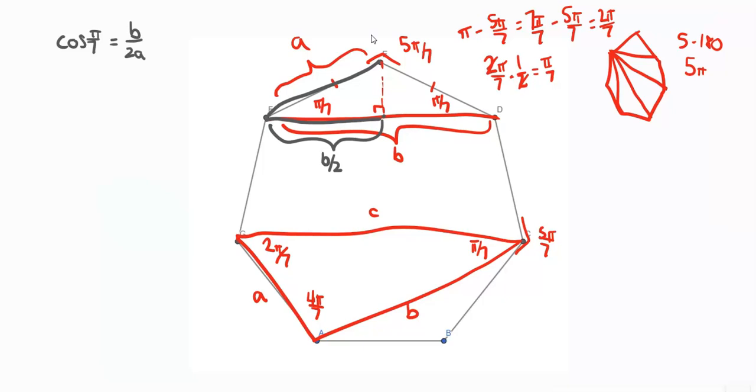And if you look at the article in Wikipedia for the heptagonal triangle, you'll see that the cosine of pi over 7 is B over 2A. Let's go on to the next angle, which is 2 pi over 7.